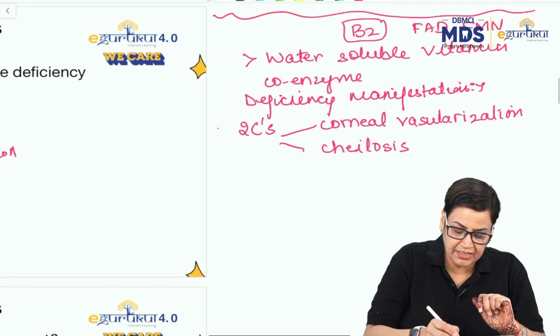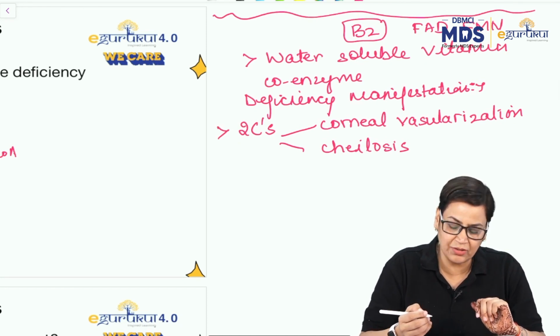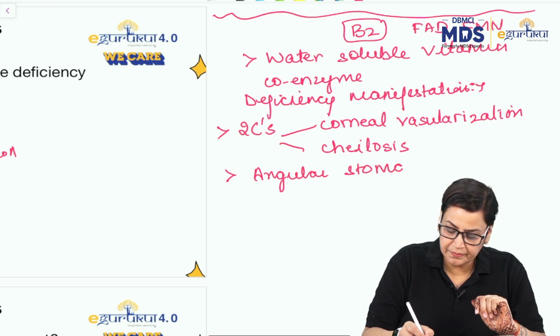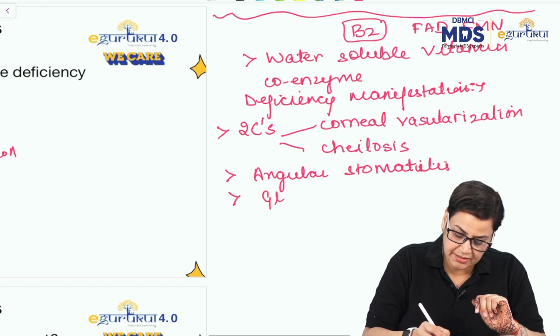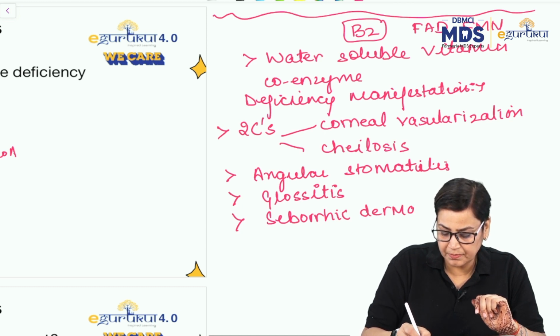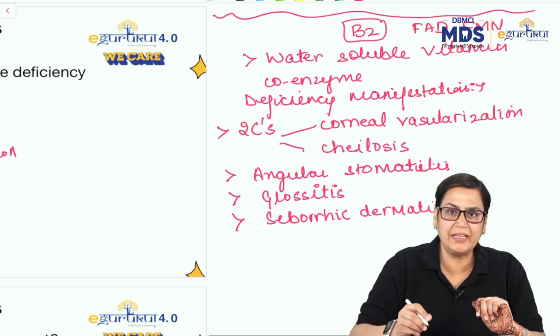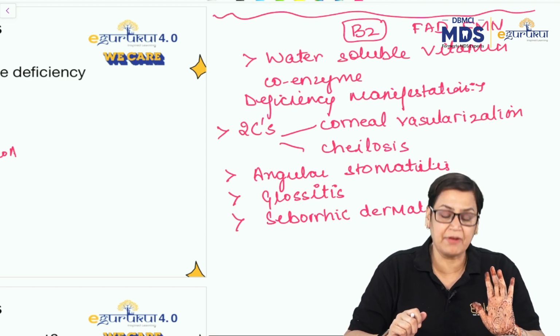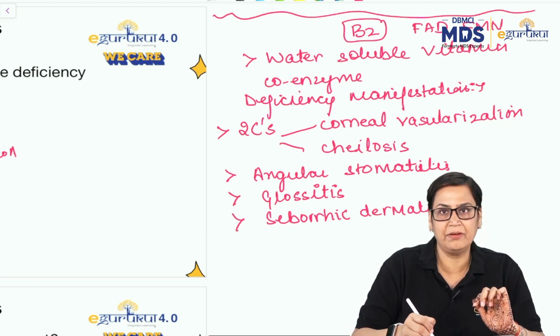Right? And other deficiency manifestations, apart from corneal vascularization and cheilosis, it leads to angular stomatitis, then glossitis, right, and seborrheic dermatitis. So we can say that vitamin B2 or riboflavin deficiency manifestations are mainly 5. 1, 2, 3, 4 and 5.